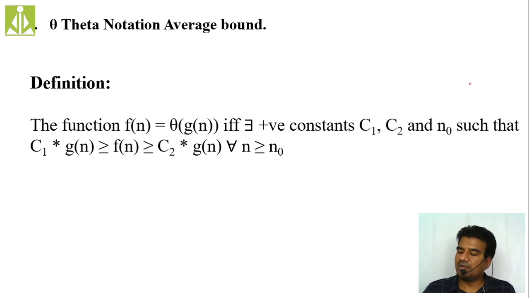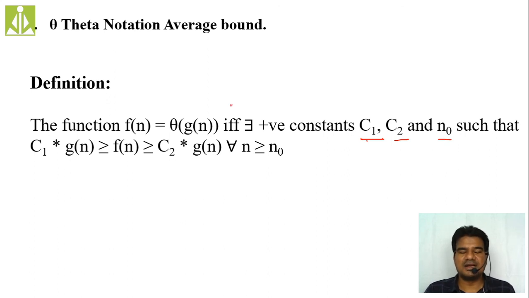If you are able to represent your f of n in this form, here we are taking three constants, not two: c1, c2 and n naught. The function f of n can be represented as theta of g of n if and only if there exist three positive constants c1, c2 and n naught such that c1 multiplied with g of n is less than or equal to f of n, which is less than or equal to c2 of g of n.